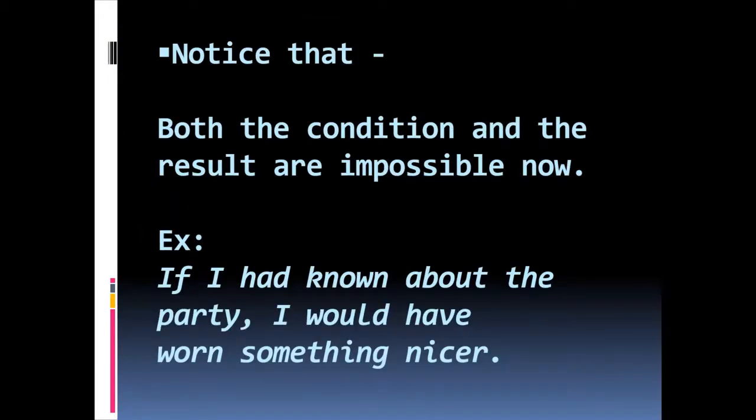Notice that both the condition and the result are impossible now, right? Because we are thinking about something in the past which could have been something else. For example, if I had known about the party, I would have worn something nicer. So both the condition and the result are impossible to change now, right?